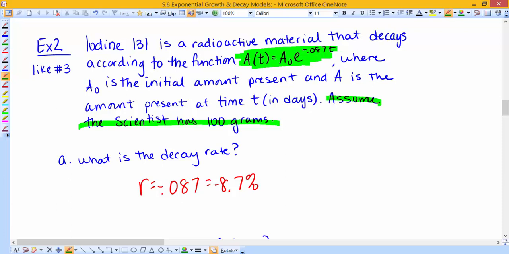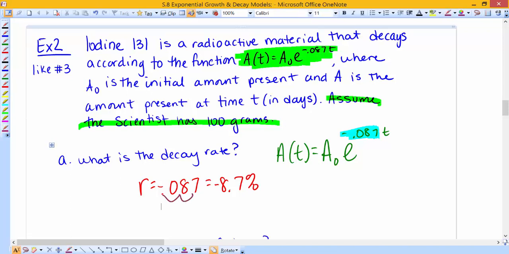What is the decay rate? Well, if I look at my formula, I have A of t equals A sub 0 e to the negative 0.087 t. Well, the value of t, that's your rate. So I move my decimal place 2 times, 1, 2, and I have negative 0.87%.